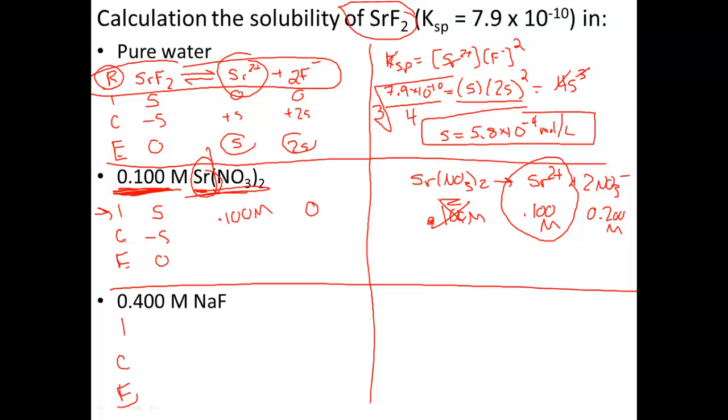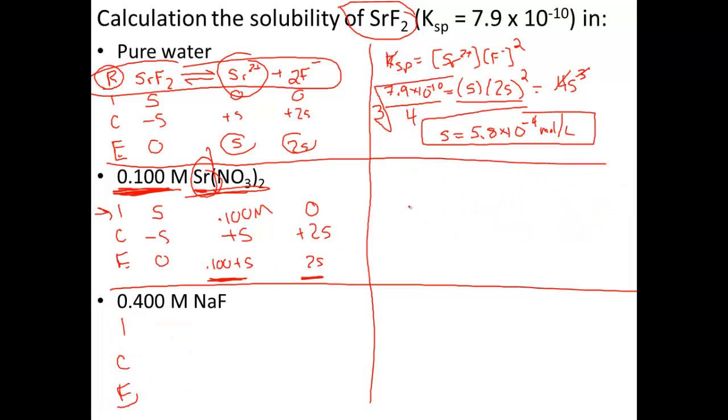Now, whatever is soluble for the change column, whatever is soluble, we're going to gain S amount, and we're going to gain 2S amount here. And then we combine these together, we get 0.100 plus S, and we get 2S. So now these are the amounts we're going to plug into KSP. So let me erase this quick. Okay, and then we're going to plug this in.